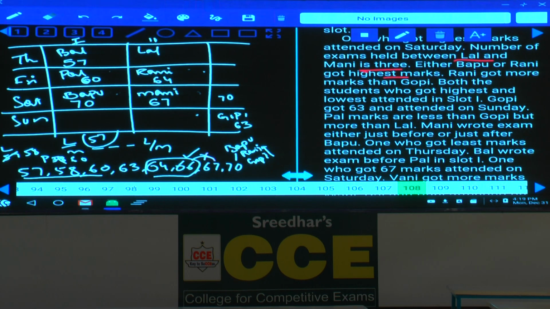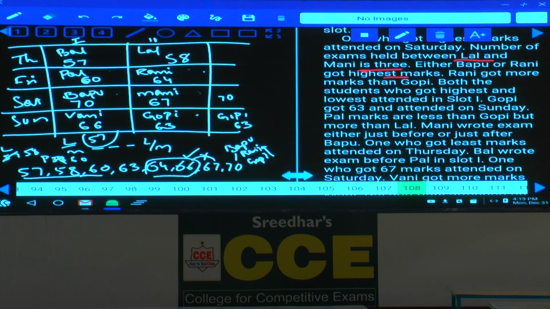And Vani attended the exam before Gopi. Before whom? Before Gopi. And Gopi got how many marks? 63 marks. And this Vani got 66 marks. What is the marks scored by this Lal? One more is left over, 57 and 58, and this Lal got 58 marks. Done with this?